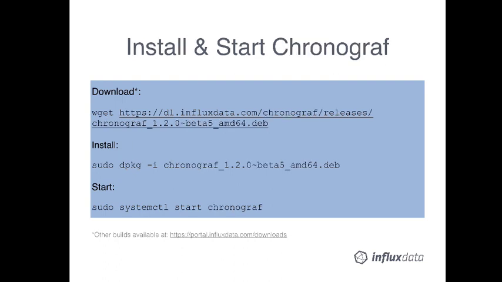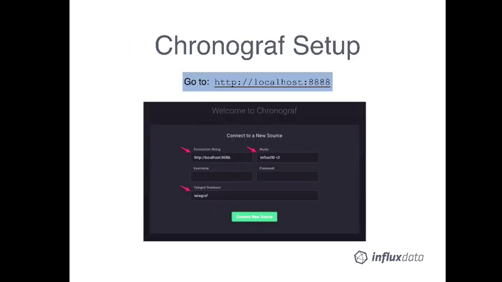The third step is to download, install, and start Chronograf, and these steps are listed on this slide. Next, visit localhost 8888 in your browser. Note that you'd need to update localhost if you're not running Chronograf locally.